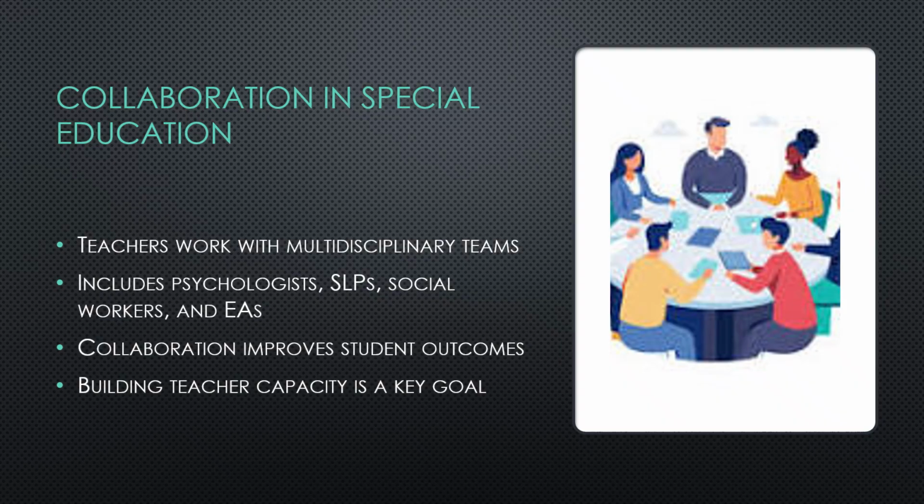Families are also essential members of the collaborative team. Parents and caregivers often have important knowledge about students' strengths, challenges, interests, routines, and successful strategies used at home. Strong relationships between schools and families improve communication and consistency. Collaboration also involves building teacher capacity. As classrooms become more diverse, ongoing professional learning is important, so educators continue developing inclusive teaching strategies.